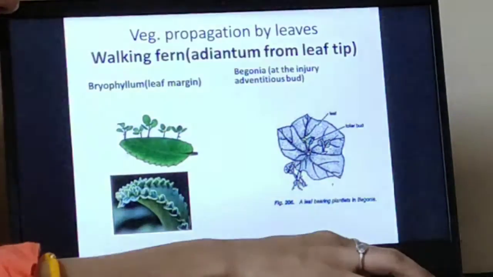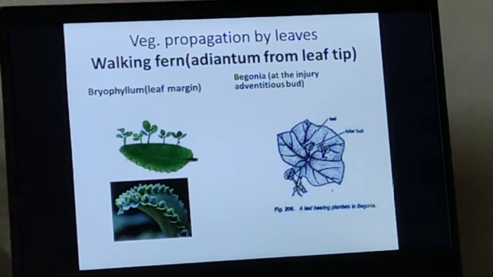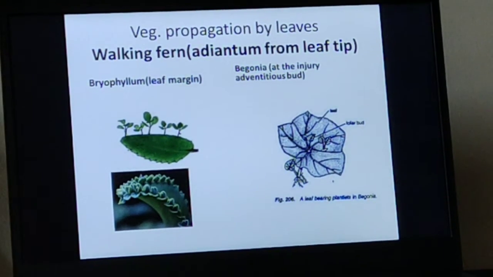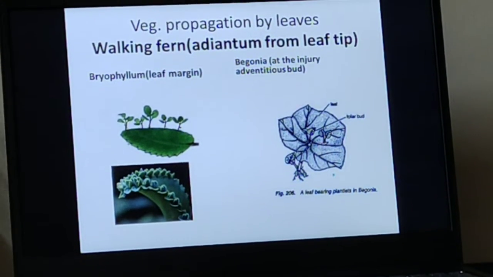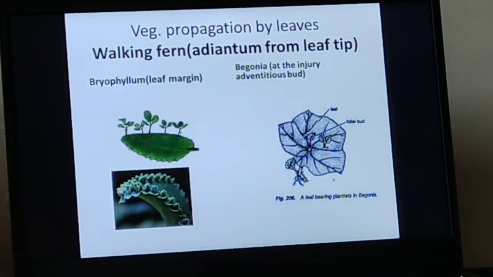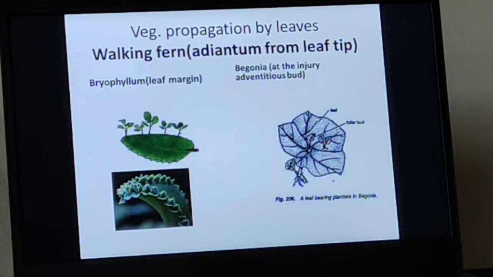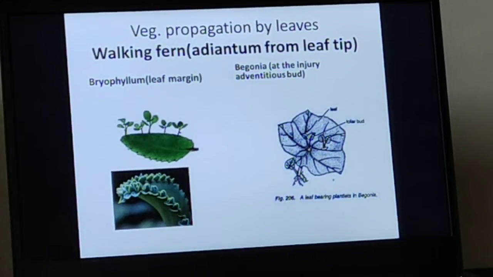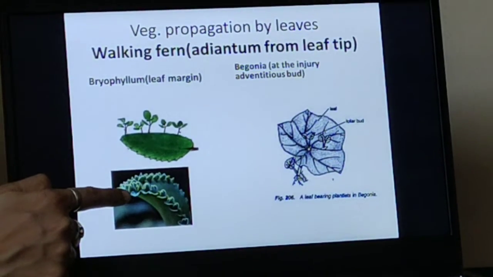Now we see the artificial method. Okay, before the artificial method, one more thing, that is about the leaves. Till now we have seen vegetative propagation in the roots and stem. Now we have to see it in the leaves. Now in the leaves, you know about the bryophyllum leaf. That leaf margin, leaf notches, okay, it gives rise to the new plant. As you can see here is a bryophyllum leaf.